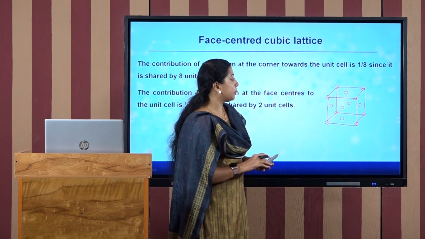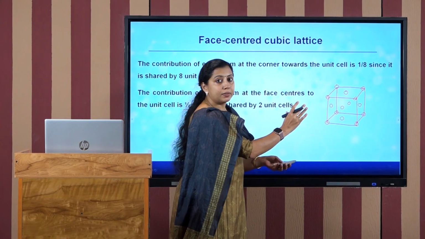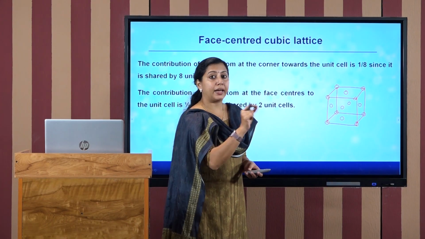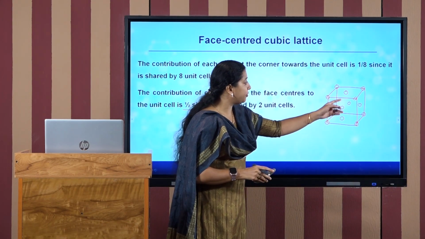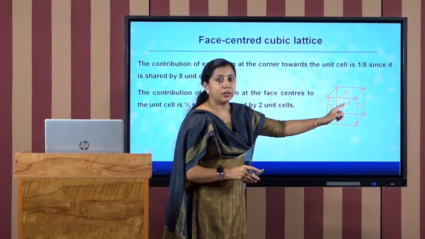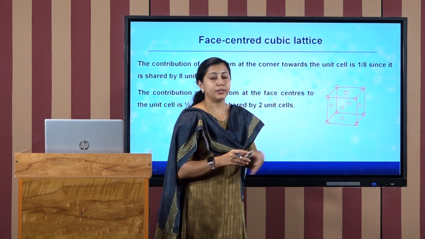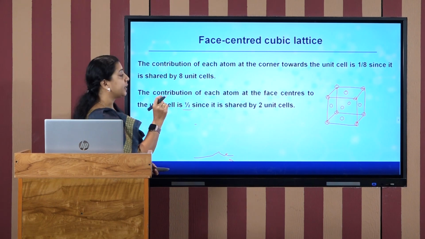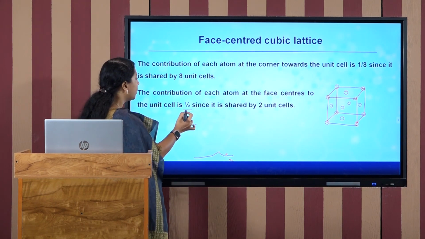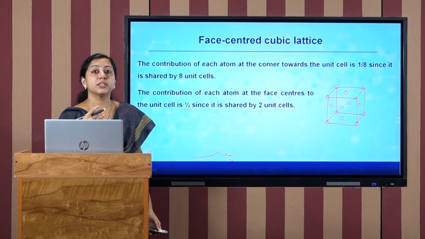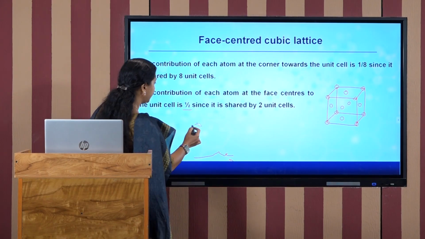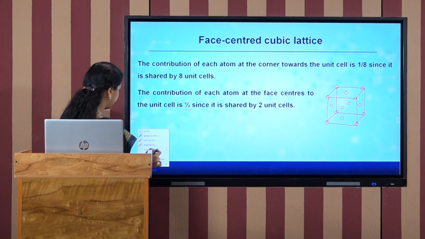That is, if you consider this face, there will be one atom at the center of this face. Suppose we attach another unit cell to this face. That means the face of that attached unit cell and the face of this particular unit cell will contain this particular atom. That means the one atom is shared between 2 adjacent unit cells. So, the contribution of each atom at the face centers will be 1 by 2. Why? Because it is shared by 2 unit cells.